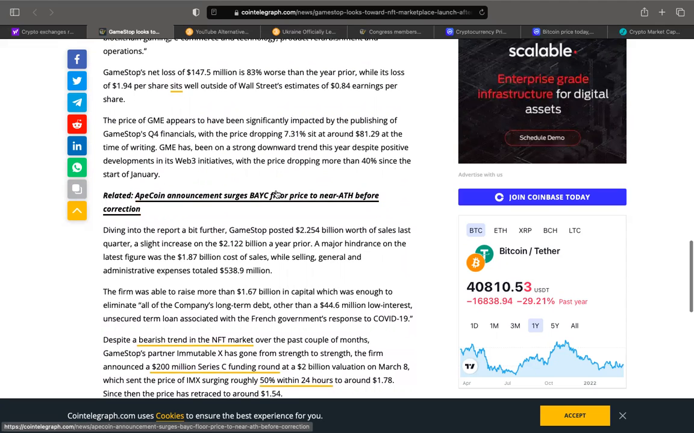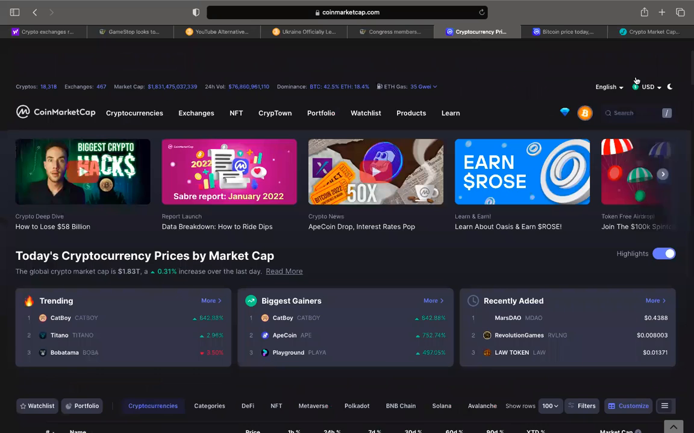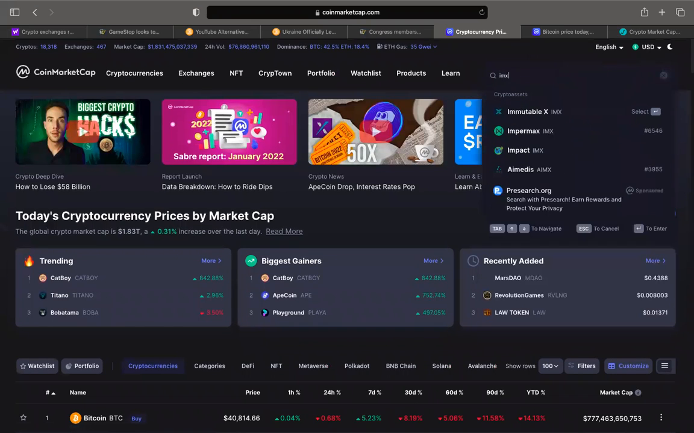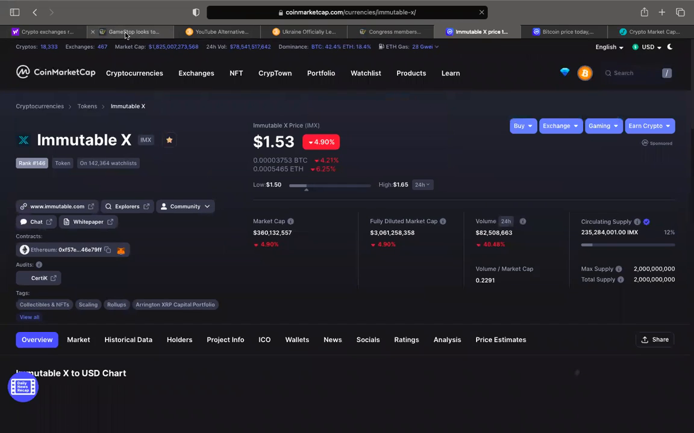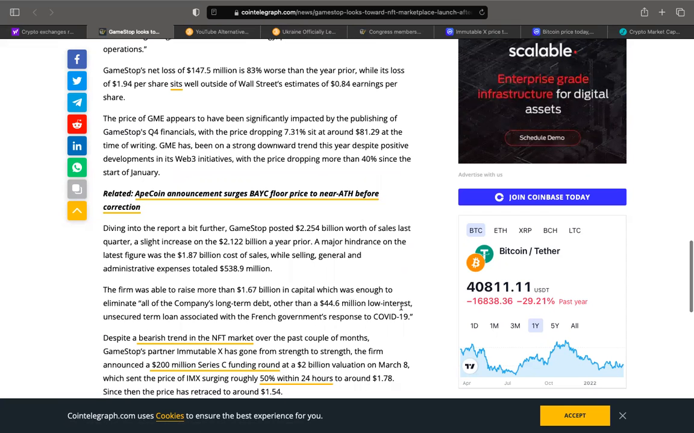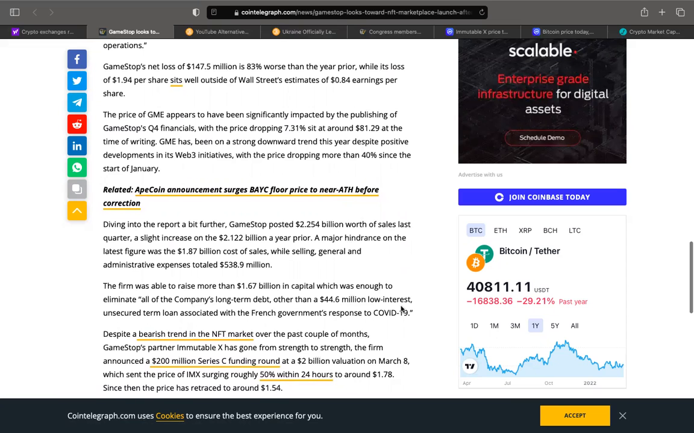And Immutable price is pretty good right now. Actually, it's only a little bit over $1. So just a few months ago it was over $5. IMX, yeah, oh yeah, 1.53 right now. It's not bad. Yeah, it's pretty good. Not financial advice.